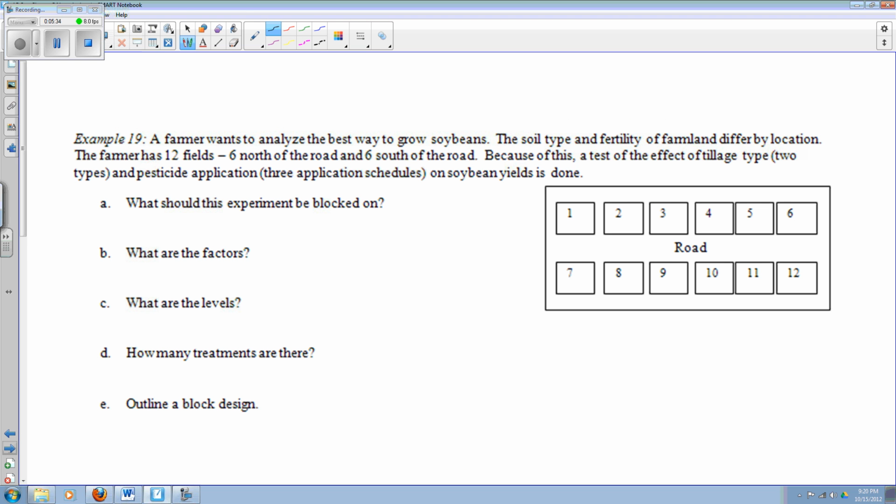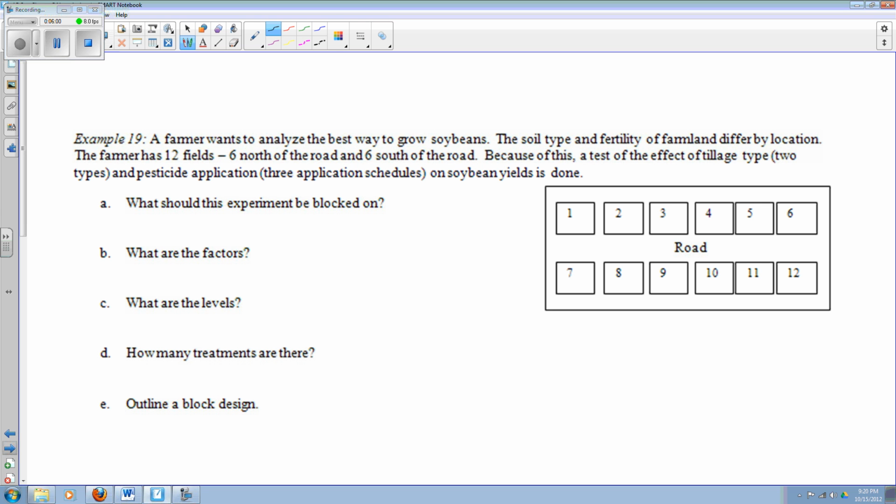All right, example 19. A farmer wants to analyze the best way to grow soybeans. The soil type and fertility of farmland differ by location. The farmer has 12 fields, 6 north of the road and 6 south of the road. Because of this, a test of the effect of tillage type, 2 types, and pesticide application, 3 application schedules on soybean yields is done.